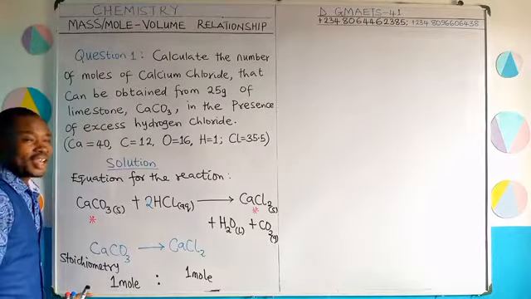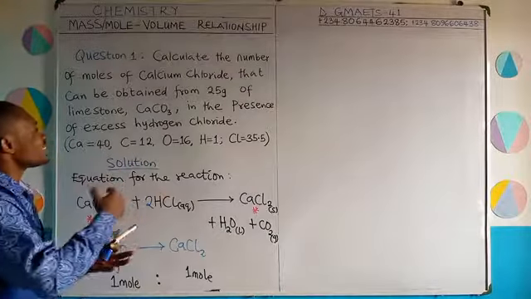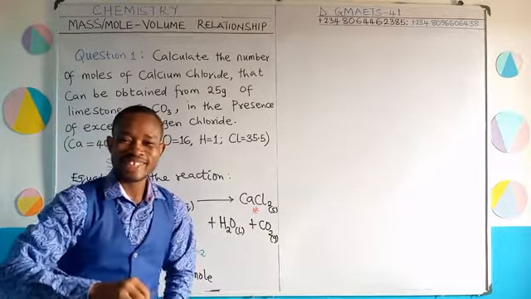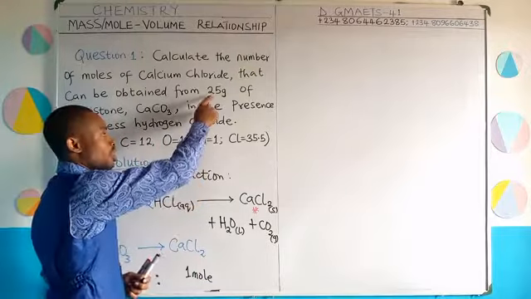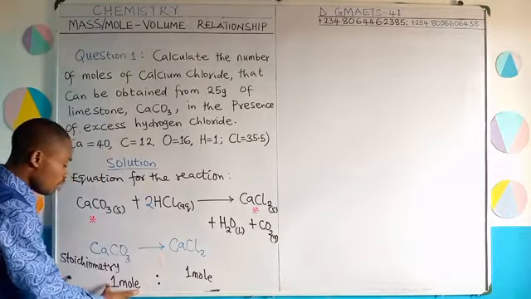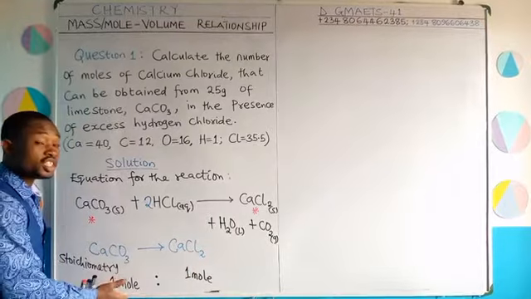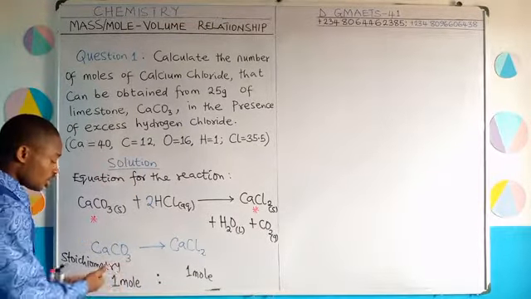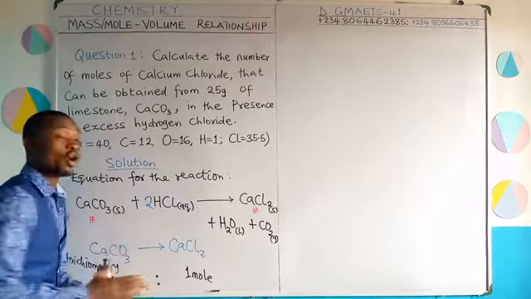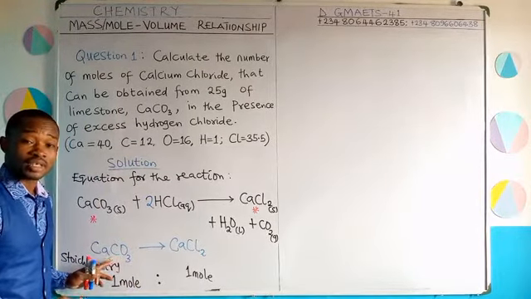Is that okay? Now, let us visit our question back. Calculate the number of moles of calcium chloride that can be obtained from 25 grams of limestone. Did you take note that the value of limestone given to us in the question is in grams? Therefore, the mole of this calcium carbonate in the stoichiometry, I will change it to gram. Now, by standard, according to the stoichiometry, 1 mole of limestone will give us 1 mole of calcium chloride. So let us convert this 1 mole to the molar mass of calcium carbonate so as to get the value in gram.